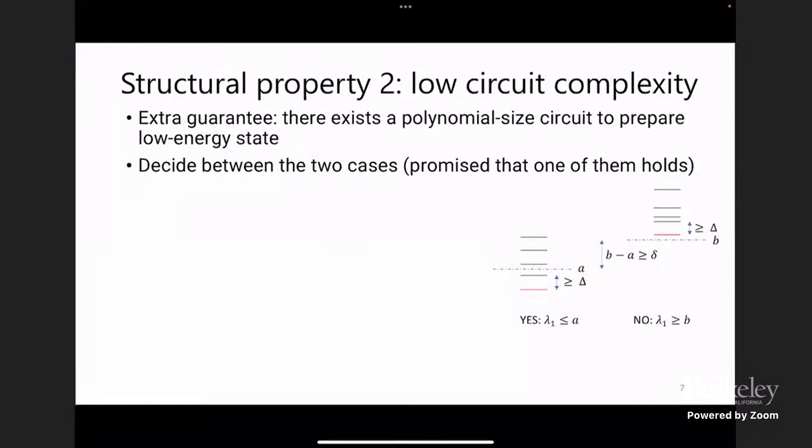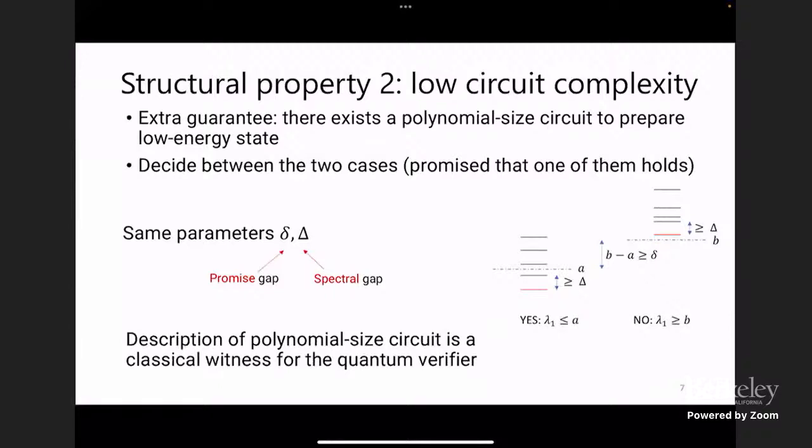The second structural property we'll be concerned with is whether you can have small circuit complexity of the ground state. In this variant of the problem, we have the same parameters as before, plus we have the extra promise that there is some polynomial sized circuit to prepare a low energy state. In this promise, we don't really care about whether finding such polynomial size circuits is easy or not. One interesting thing about this problem is that if you have such a polynomial size description of a circuit to prepare a low energy state, then that can be sent as a classical witness to the quantum verifier. For the experts, this is the analog of QMA where the witness is classical, so that's QCMA.